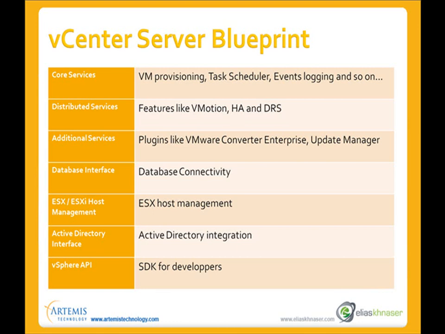Then you have the distributed services. This part of Virtual Center Server is responsible for enterprise features like vMotion, high availability, and DRS. Then you have the additional services. This piece of Virtual Center is what allows for integration of plugins that can be installed manually outside of the Virtual Center installation. So let's say you've installed Virtual Center today. Your available plugins are VMware Converter Enterprise and Update Manager. Two months from now, VMware comes out with another plugin for Virtual Center and gives you this plugin as a standalone installation. You can come on the Virtual Center Server and install this component, and this is the interface on Virtual Center Server that takes care of that.